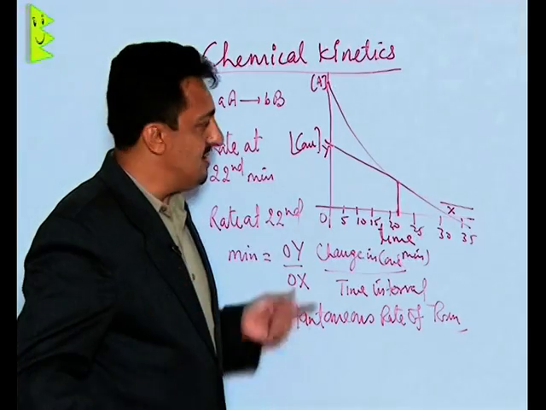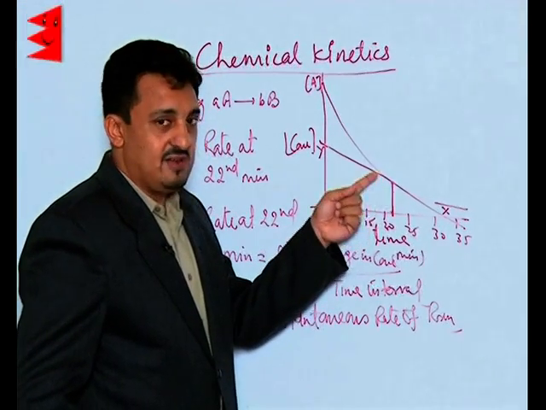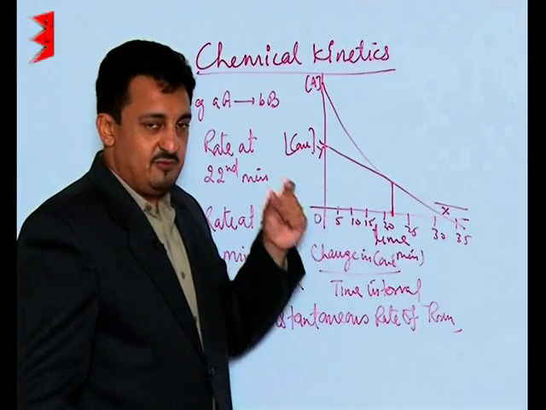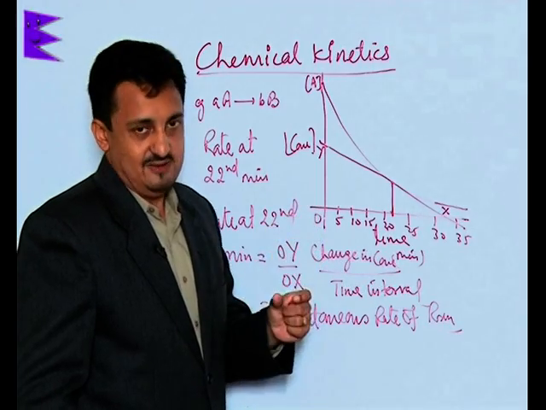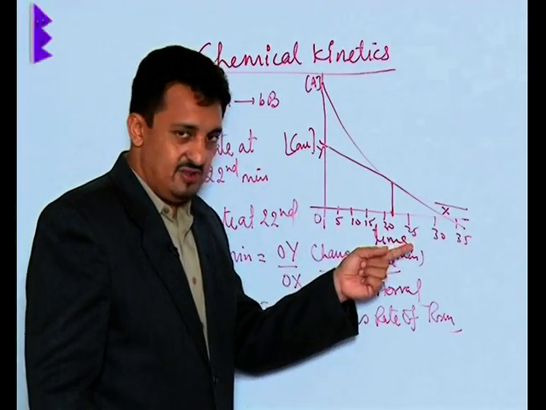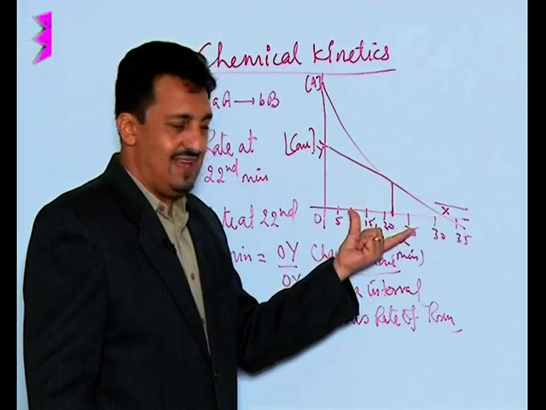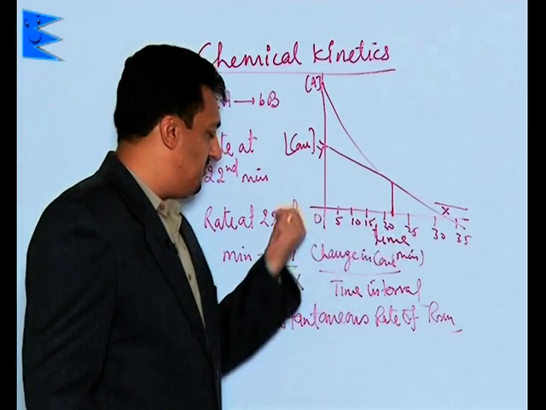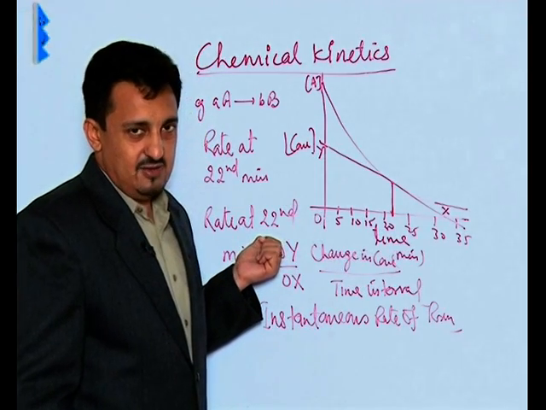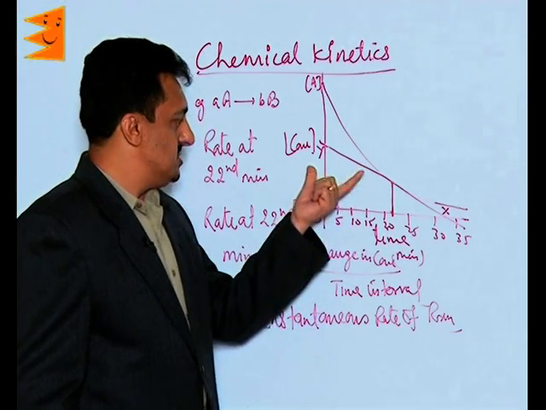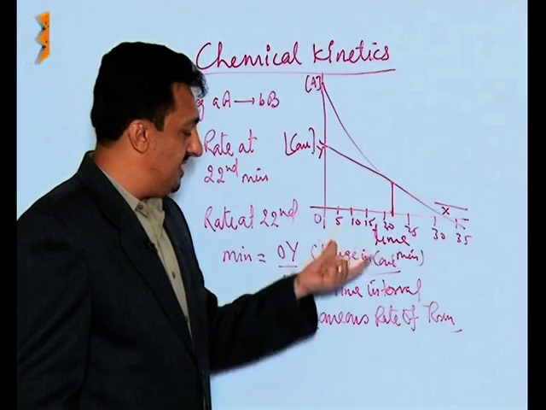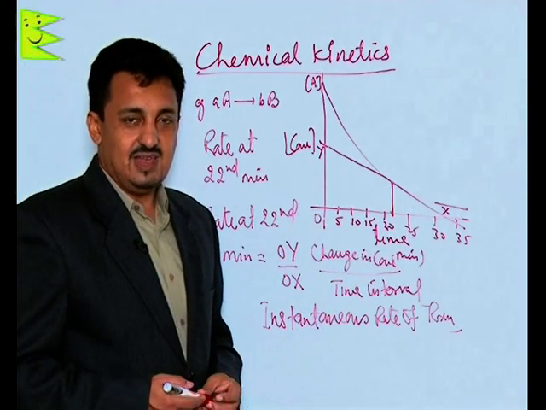How is it determined? It is determined graphically by drawing a tangent from the point at which you want to know the instant rate, and that tangent gives us the intersections with the y-axis and x-axis, and from those data we can find the rate at that particular instant of time. So this graphical method is basically the instantaneous rate of reaction.